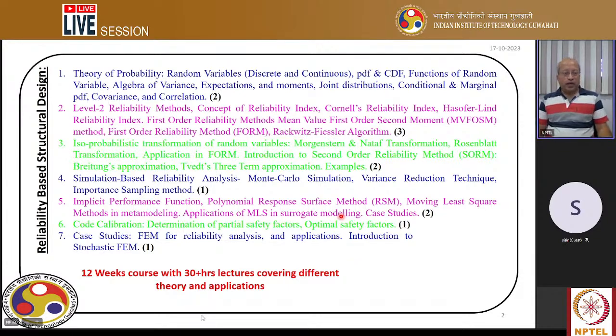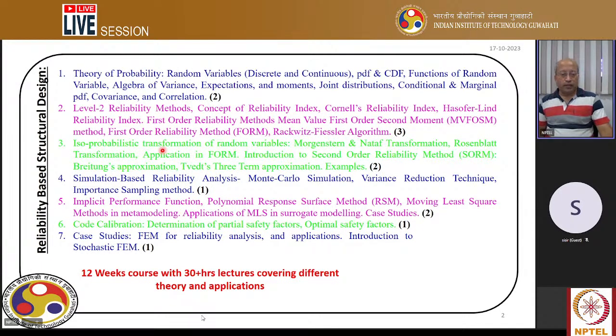So once we do that, that's more or less this second, third, fourth, and fifth module. They are the heart of this course. There we discuss different modeling tools, how we quantify the uncertainty when we have a design problem where we start with the definition of the limit state.